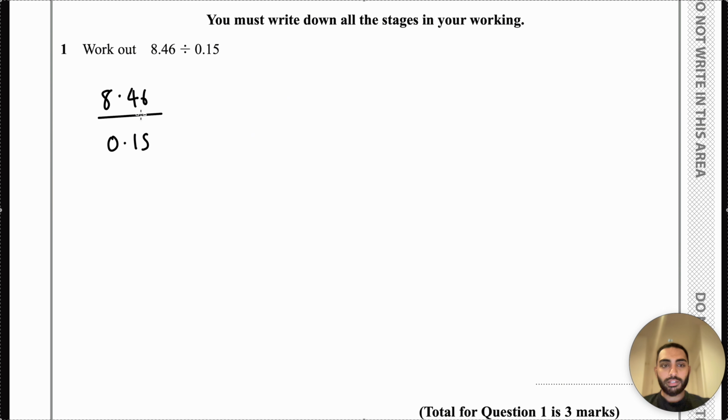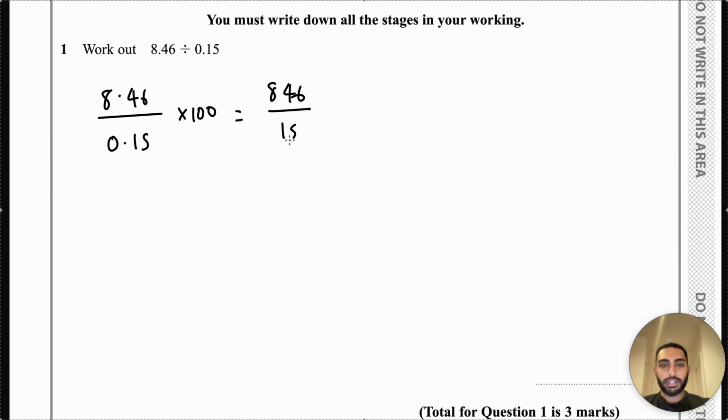I'm first going to write it as a fraction just so I can see it a little bit more clearly. I never want to divide by a decimal. I always want to divide by a whole number. So how could I get this into a whole number? I need to multiply it by 100 because if I move it 2 places to the right, it'll appear there after the 5. So I'm multiplying both the top and the bottom by 100 so that it becomes 846 divided by 15.